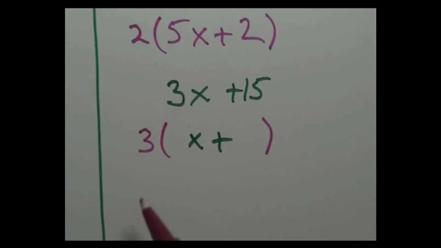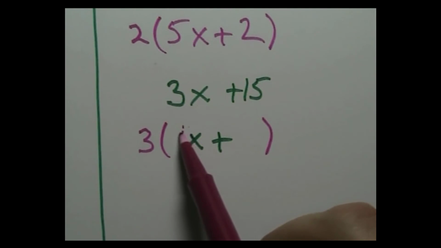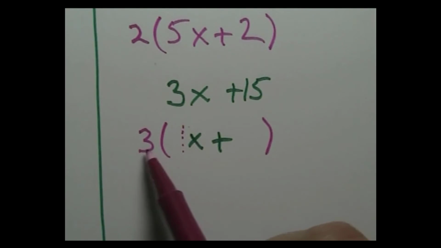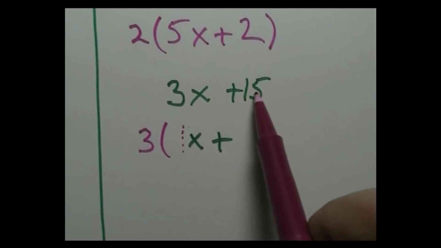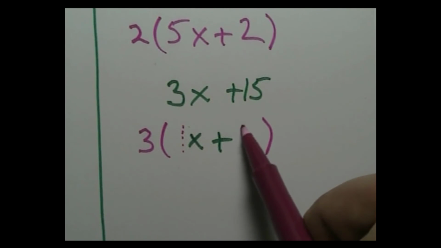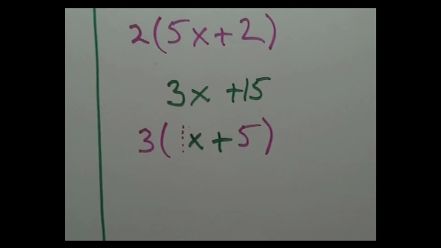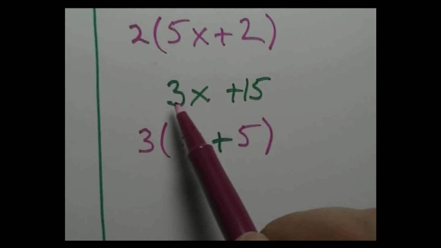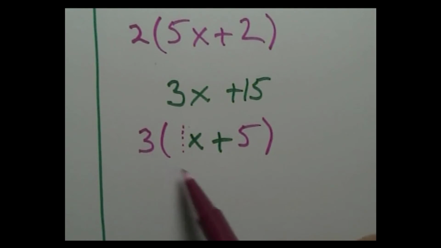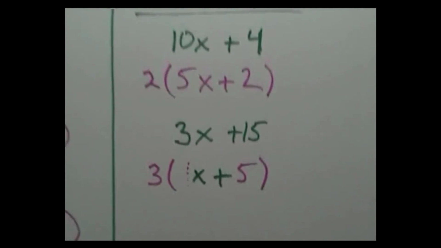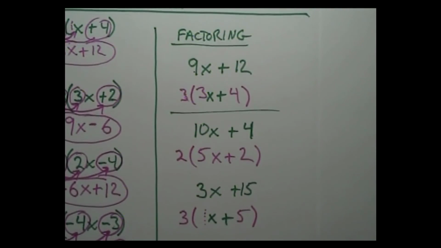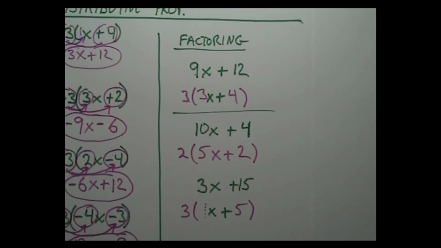3 does. 3 times something is 3. 1. 3 times 1. You can leave a 1 there or just leave it x. It doesn't matter. And 3 times something is 15. 5. And there you have it. 3 times 1, that's 3x. And using the arrow method again, that's 3 times 5 is 15. So factoring is going distributive property backwards. You'll use this a lot in algebra.